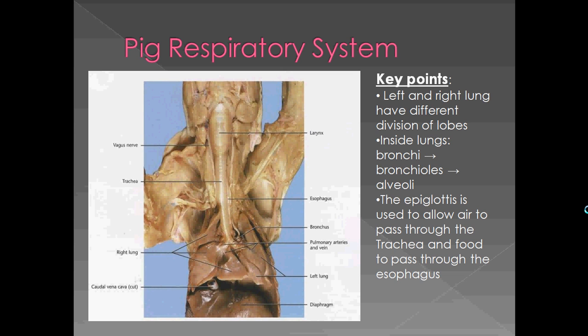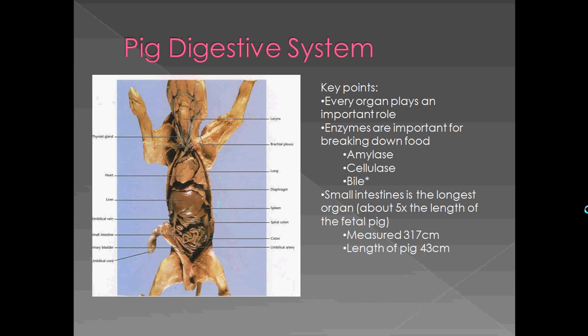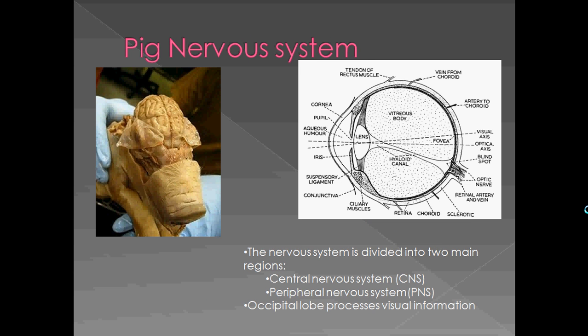The pig nervous system is another section of the lab that we did. We observed the pig brain. The nervous system is divided into 2 main regions: the central nervous system, or CNS, composed of the brain and spinal cord, and the peripheral nervous system, or PNS, which is composed of cranial nerves and spinal nerves emanating from the brain and spinal cord, respectively.